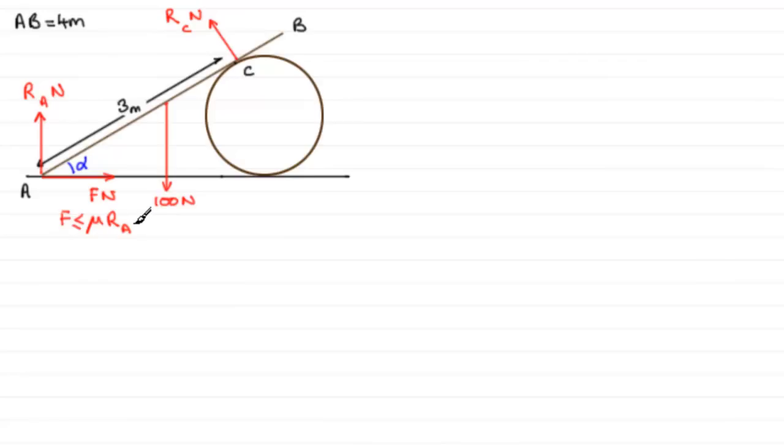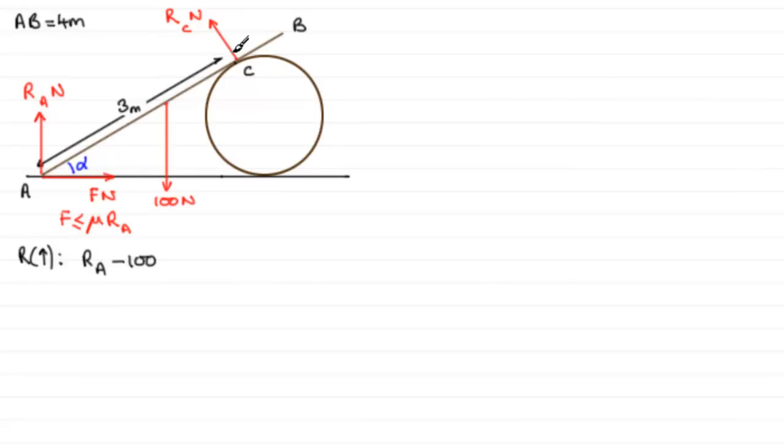Now, to get RA, I would want to possibly think about resolving vertically, because that would include RA in the equation. So let's start by resolving vertically. So if we resolve upwards, taking upwards as positive, what we've got is that all of RA acts upwards, so that's in there. And then we've got the weight acting downwards, minus 100. Obviously F doesn't enter the equation because it's perpendicular to the direction we're resolving in.